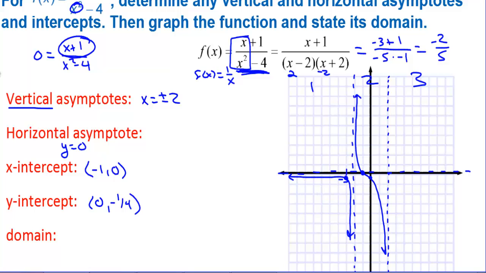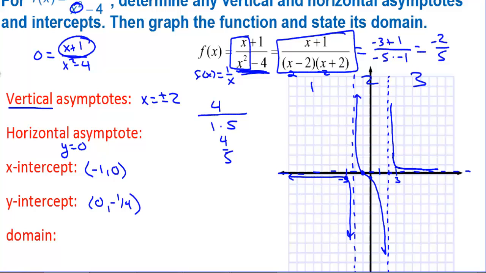What about some points off to the right-hand side, like 1, 2, 3? What about plugging 3 in? And I'll plug 3 into the factored form. That's usually the easiest. We have 4 over, now I'm plugging 3 in, 1 times 5. So we have 4/5. So we have 3, 4/5. Now the graph is going to follow, it's going to hug these asymptotes right here.